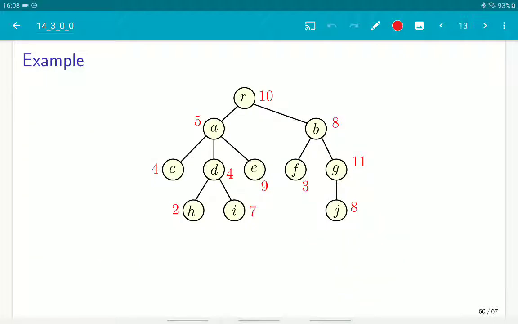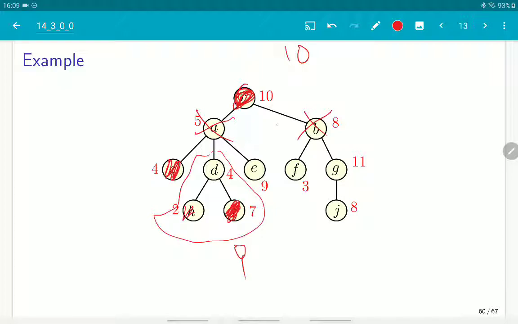And maybe let's see an example, right? So let's start with the root. We decided to take the root. We get 10, this is good. And then we delete the two children. Now we need to solve the problem for the grandchildren. So we can take C. This is the optimal solution for that. For this subtree, the optimal solution is, of course, taking I and H. So this is 9. And for E, we just take it. So this is 4, 9, 9. So this is 22.